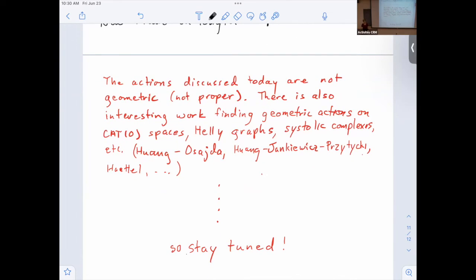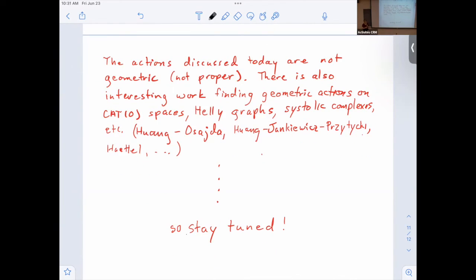Stay tuned. Why are they called parabolic subgroups? I was wondering that too. That's a good question. What's the history? You know, usually that's from representation theory. Corey, do you know the answer to that one?